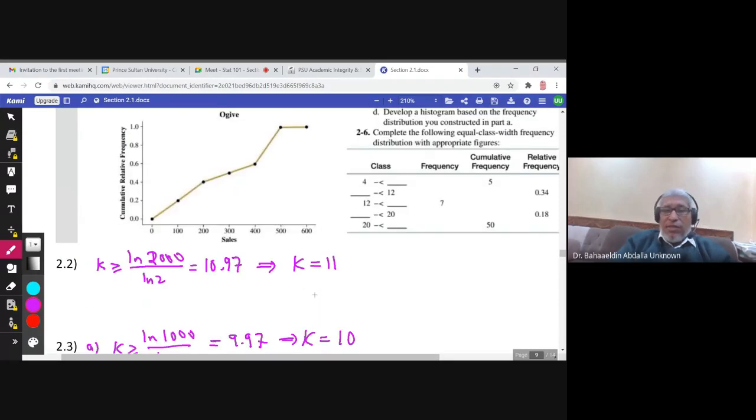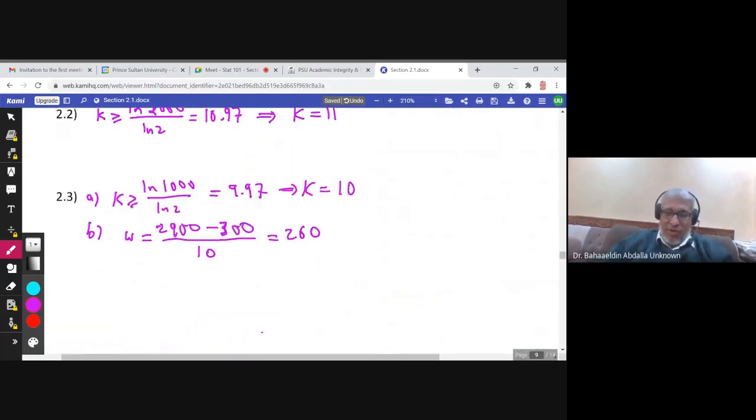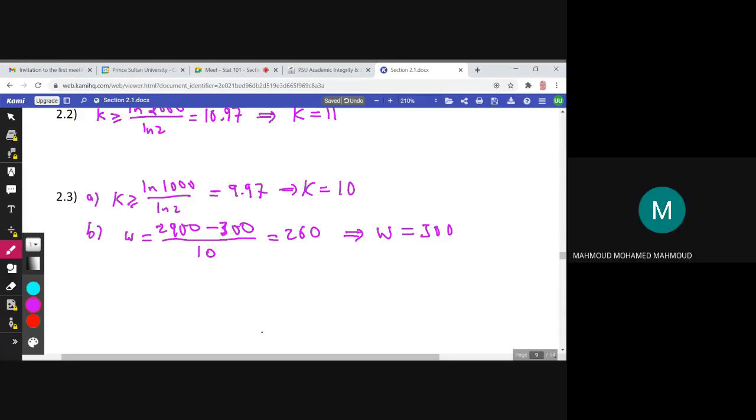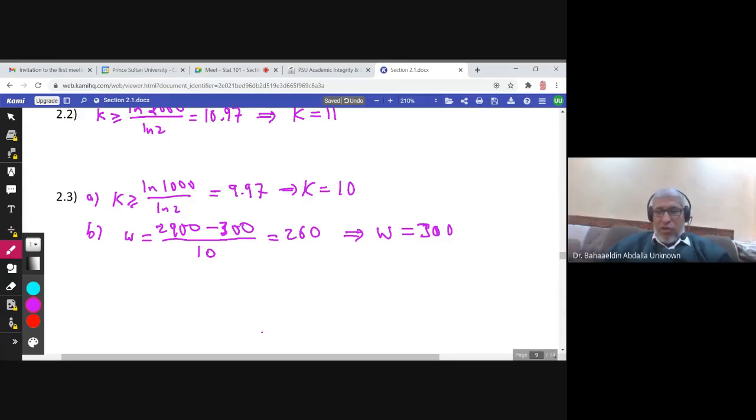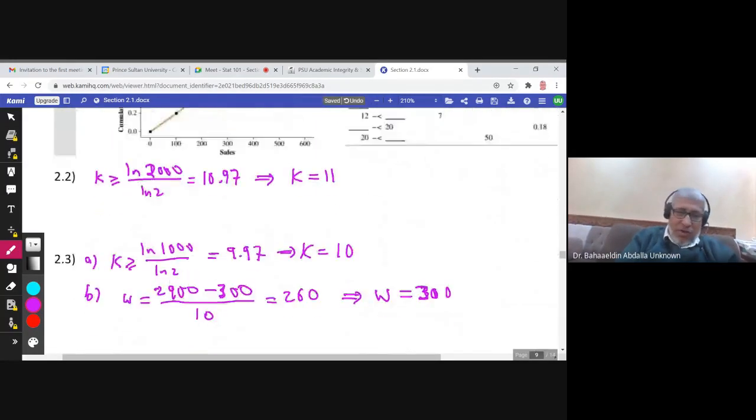Now, he said we need to round up, of course. He said here, round up to the nearest 100 points. If you round this up, 260, if you round it to the nearest 100 points, you will go to 300. So the class width is 300, and that's the answer of 2.3.